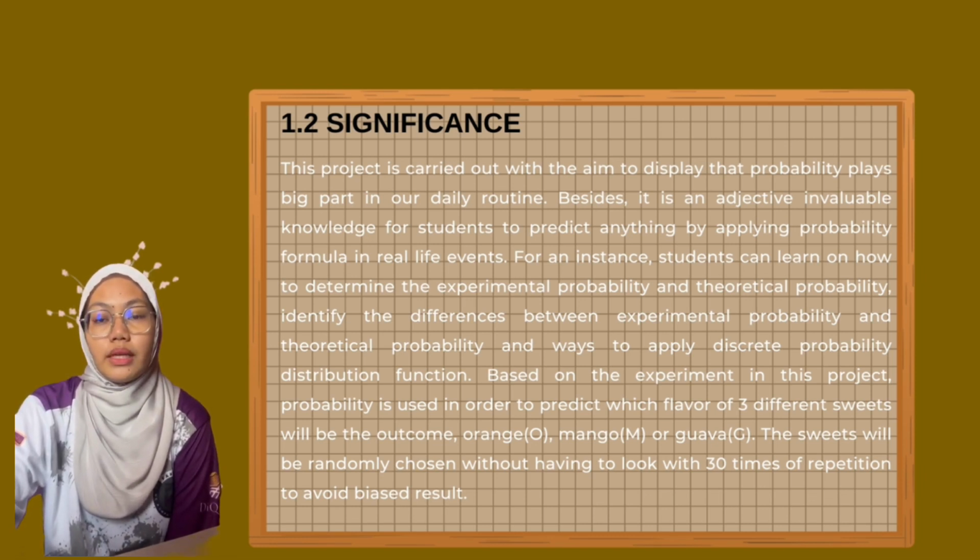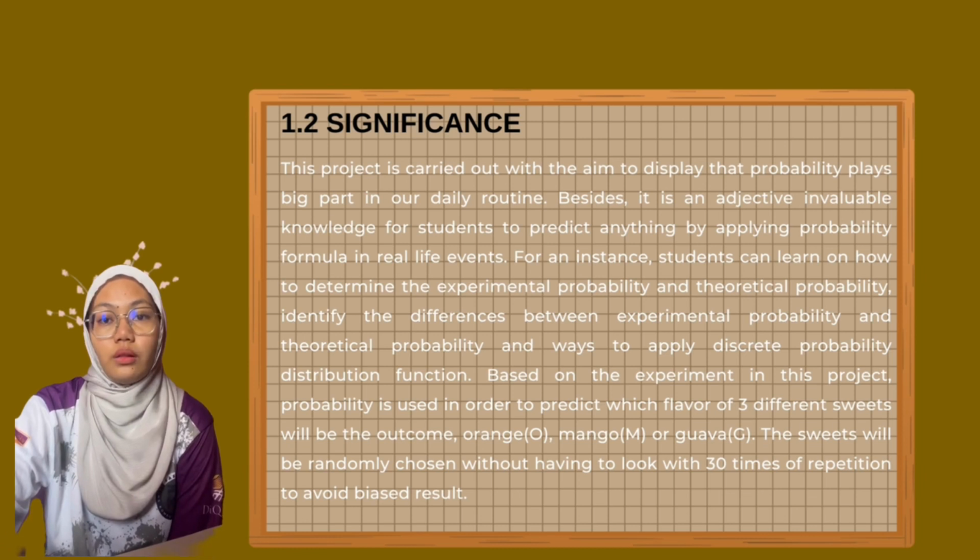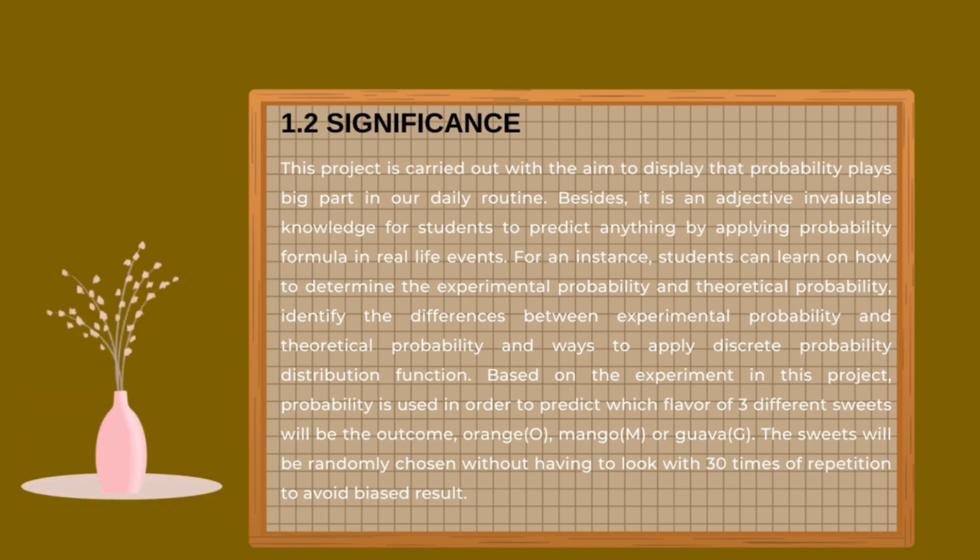Based on the experiment in this project, probability is used in order to predict which flavor of 3 different sweets will be the outcome: orange, mango, or guava. The sweets will be randomly chosen without having to look, with 30 repetitions to avoid biased results.